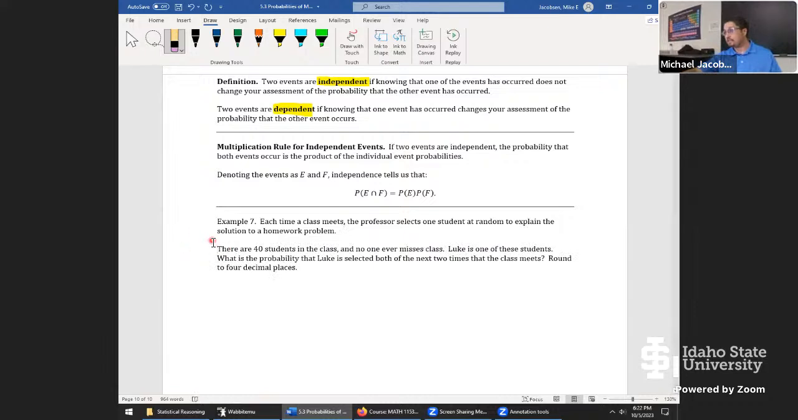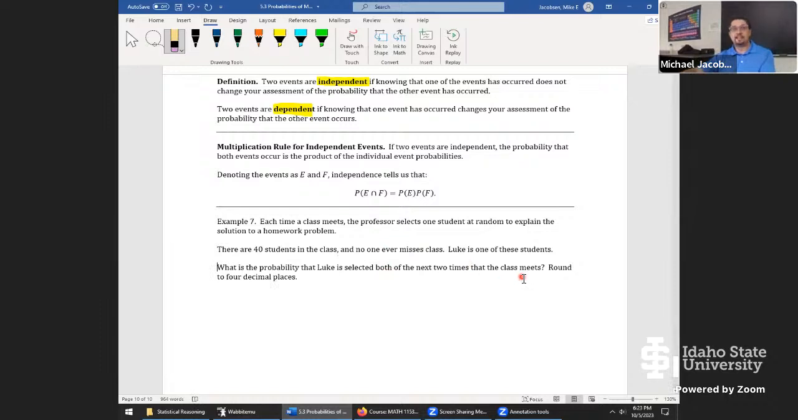But now it says here, there are 40 students in the class and no one ever misses class. That's just to make the problem simple, so nothing weird happens. Luke is one of these students. And we want to know, what is the probability that Luke is selected both of the next 2 times that the class meets? You can imagine if that was you, you just feel like you're being picked on, right? That the professor really has it out for Luke and they're putting Luke to the fire twice in a row. We would like to find the probability of that actually happening.